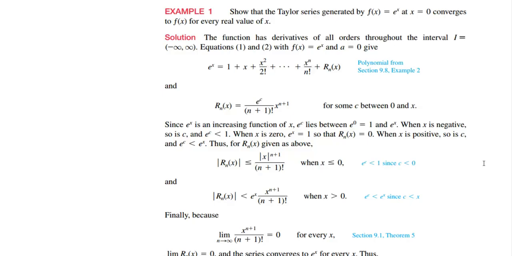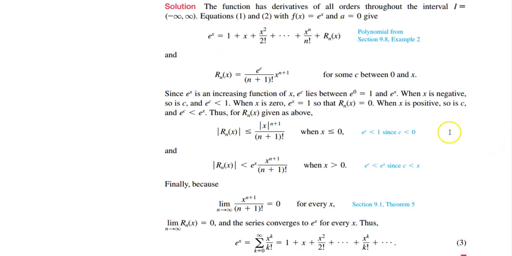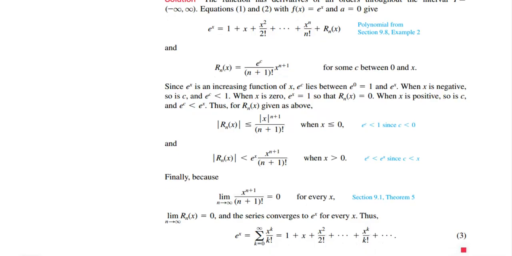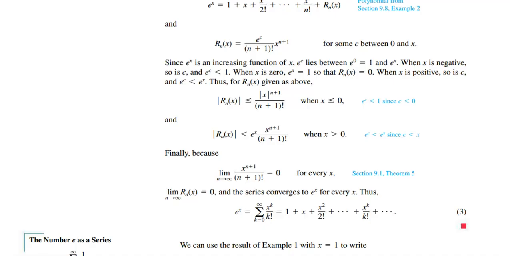And finally, because the limit as n approaches infinity of x to the n plus 1 power over (n plus 1) factorial equals 0 for every x, the limit of r sub n of x as n approaches infinity equals 0, and the series converges to e to the x for every x.